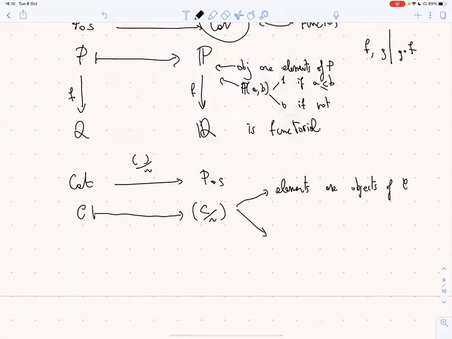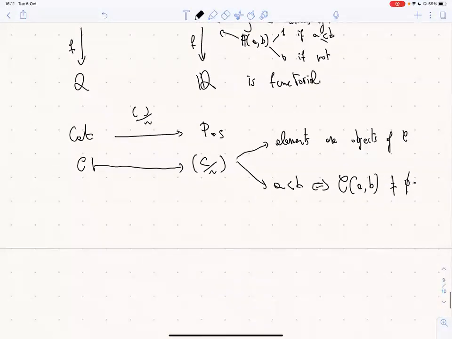And then we say that A is less than B if and only if there is a function, let's say in this way, C(A,B) is not empty. Okay? So of course, to be precise, this does not make sense. We have to take the smallest equivalence relation generated by this, but this can clearly be done. And so we get a poset out of it.